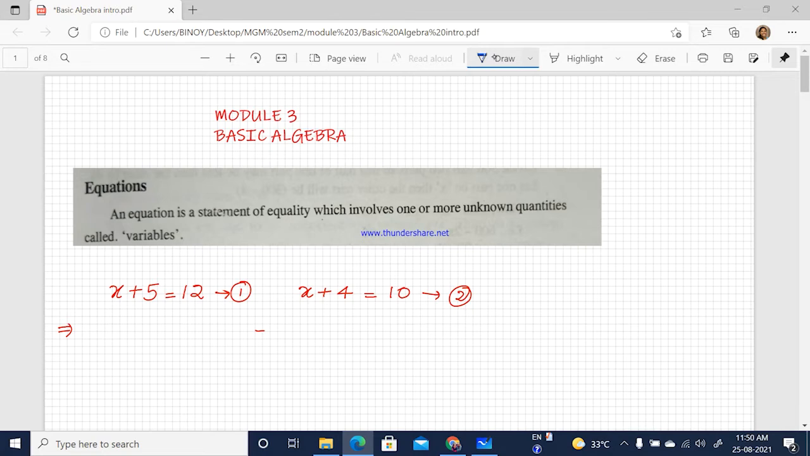Lecture for S2 BCom CN Corporation. We are looking into module 3 of business mathematics, that is basic algebra. So the first thing we are going to focus on is what equations are.